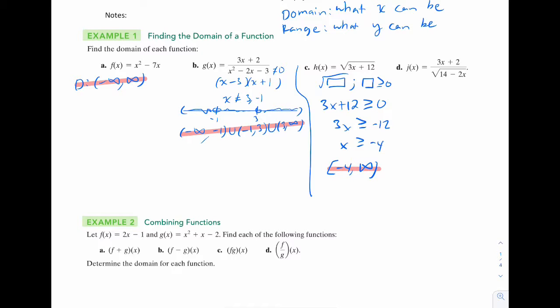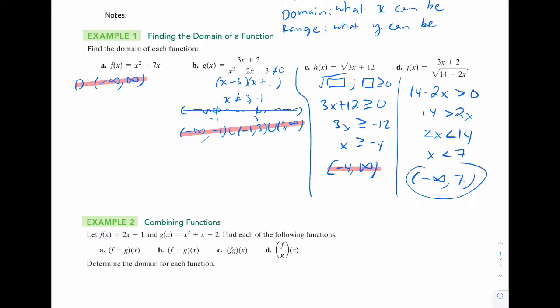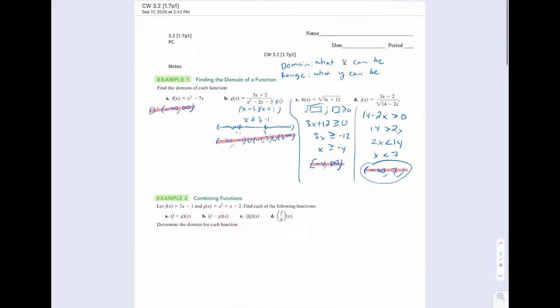Now here's our last one. We have a radical in the denominator. So for these, simply take the inside and make it strictly greater than 0. So let's move that over. 14 is greater than 2x. I'm going to switch that for us. X is less than 7. So here is our interval. Okay, so there's our domain.